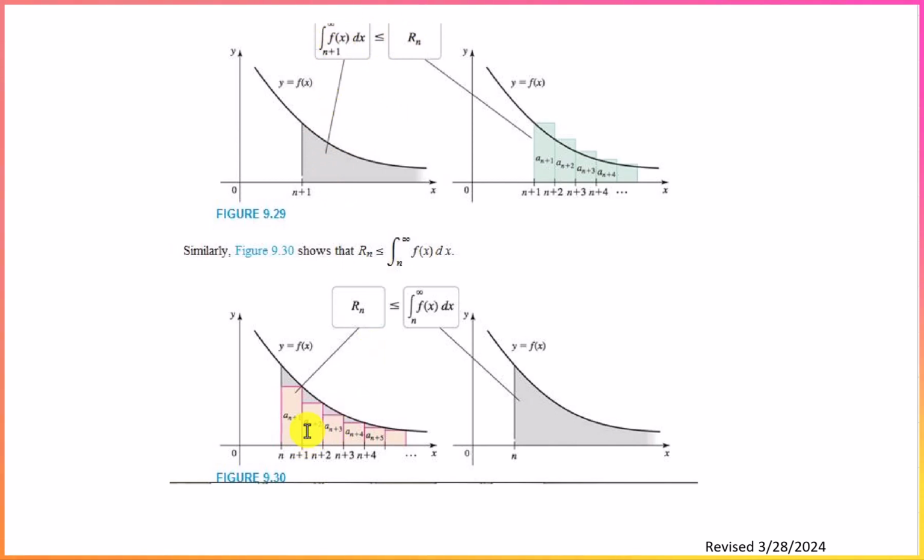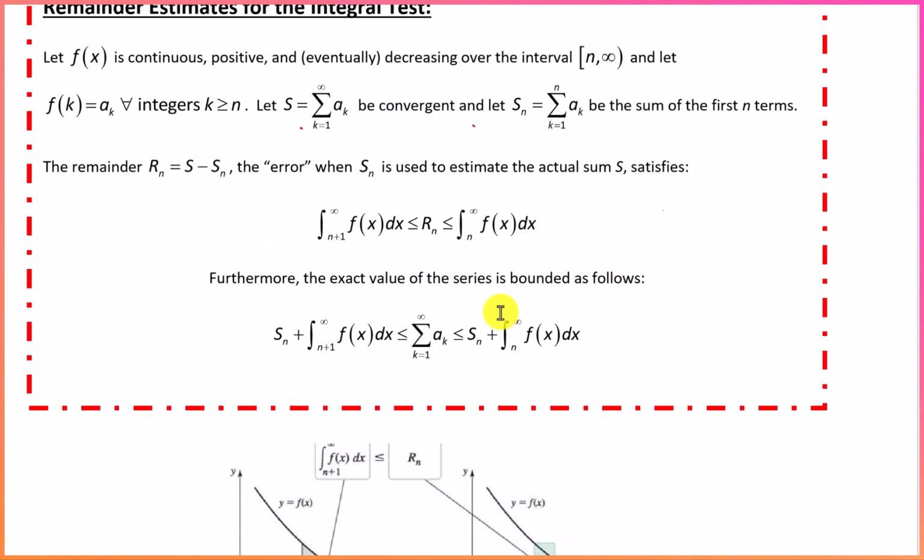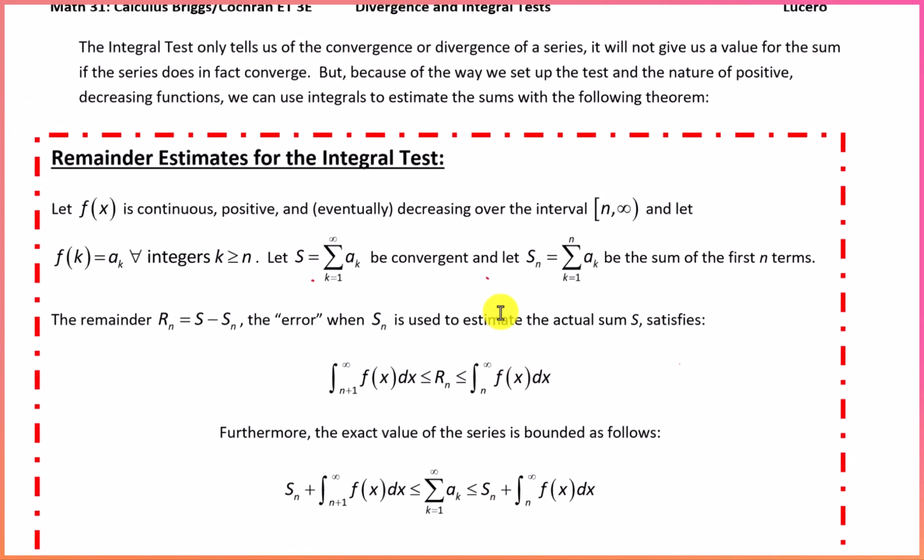In a similar way, if we use the right-hand endpoints to draw in our Riemann sum, you can see those rectangles, a sub n plus 1, a sub n plus 2, a sub n plus 3, going on and on. This would also represent the remainder. But if we integrated, the area that we would be estimating by that Riemann sum would be the area not from n plus 1, but from n to infinity. And you can see that the remainder, that r sub n we're discussing, is going to be less than or equal to the integral from n to infinity. That gives us a remainder estimate for the integral test.